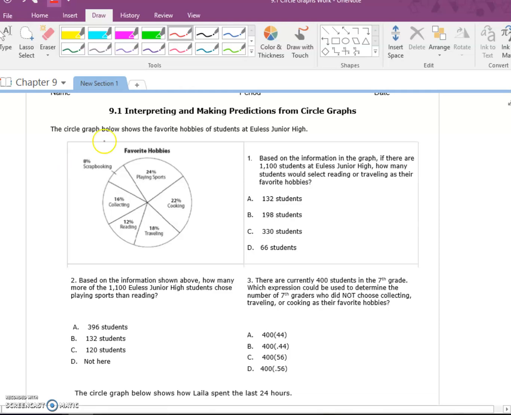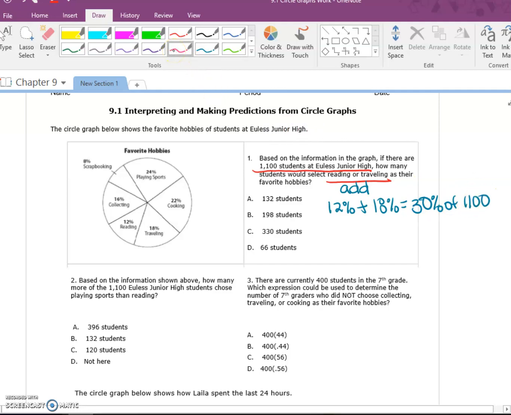So this one says the circle graph below shows the favorite hobbies of students at Euless Junior High. It says based on the information in the graph, if there are 1,100 students at Euless Junior High, how many students would select reading or traveling as their favorite hobby? Because it says reading or traveling, we're going to actually add those together. And so reading is 12%, and traveling is 18%. So when I add those together, that's going to be 30%. So that's 30% of 1,100.